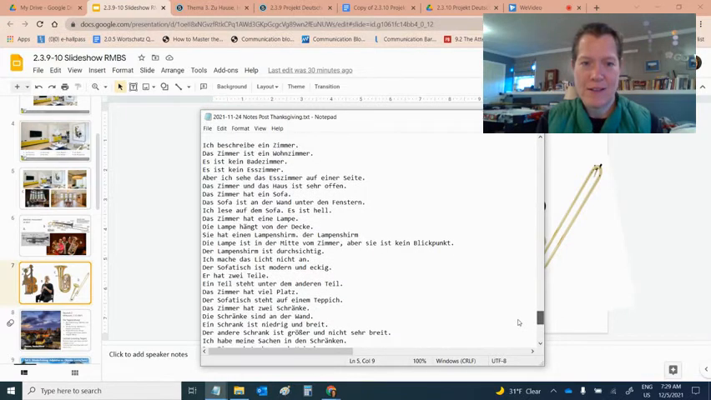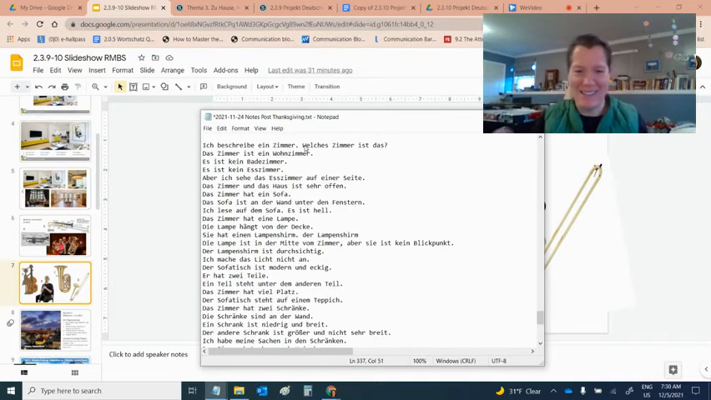So I was thinking, okay, ich beschreibe ein Zimmer. I'm going to start with that. I'm describing a room. Guess what? That's almost our topic sentence there. You can even ask, welches Zimmer ist das? That's the topic sentence.